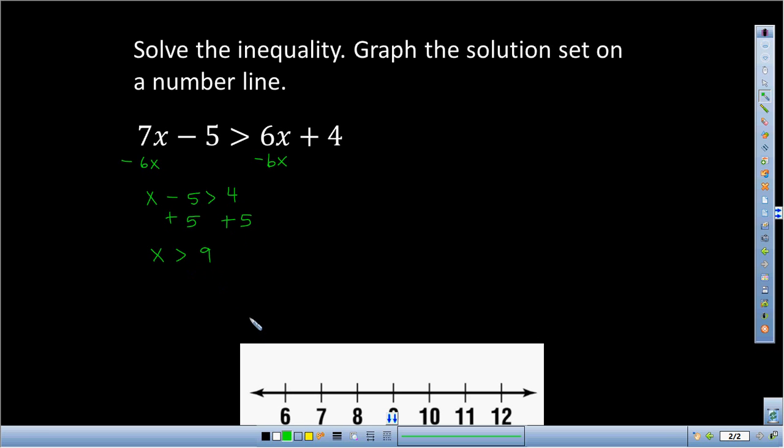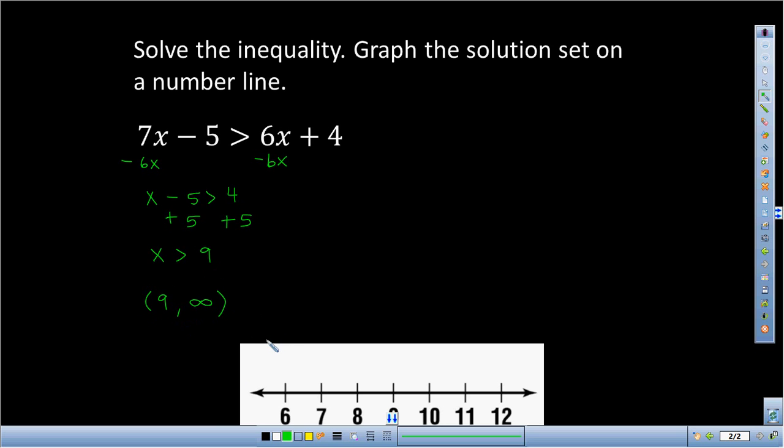So that's our solution. Now, that solution can be represented in one of two ways, in interval notation or in set builder notation or set notation. In interval notation, all we're doing is basically just saying where are the possible number values. Since the inequality says that x is greater than 9, that means x can be any value above 9. So we could say that the interval is from 9 all the way up to infinity. We put parentheses around the 9 because 9 is not included, and parentheses around infinity because it's not a specific value. So this is what we call interval notation.